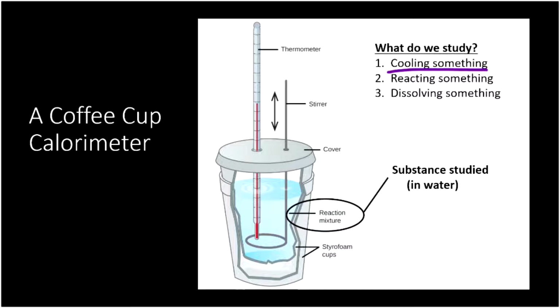We put a hot substance down in the water. So maybe it's a glowing red hot chunk of metal, right? And what's going to happen is that water is going to warm up and that hot thing is going to cool down. And based on how much the temperature of the water changes, we can tell things like its heat capacity or its mass.